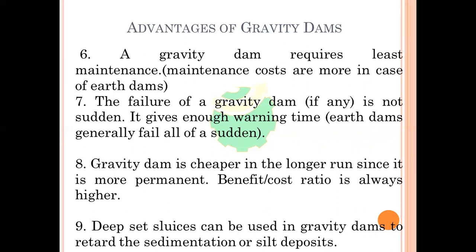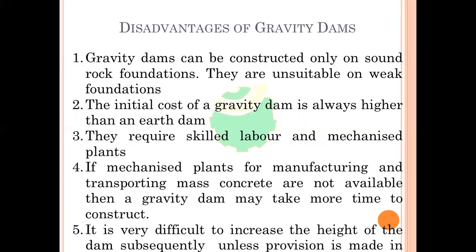The failure of a gravity dam is not sudden. It gives enough warning time. But in the case of an earth dam, the failure is very sudden. Within minutes, it collapses, but a gravity dam takes some months. A gravity dam is cheaper in the longer run since it is a more permanent structure. The benefit cost ratio is always higher. Deep set sluices can be used in gravity dams to retard sedimentation or silt deposits.